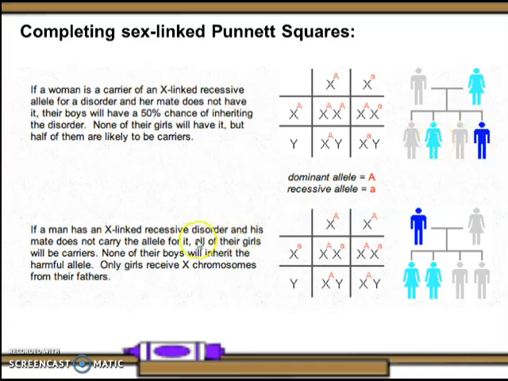If a man has an X-linked recessive disorder and his mate does not carry the allele for it, all of their girls will be carriers. None of their boys will inherit the harmful allele. Only girls receive recessive X chromosomes from their fathers.